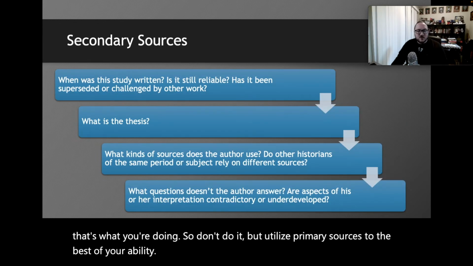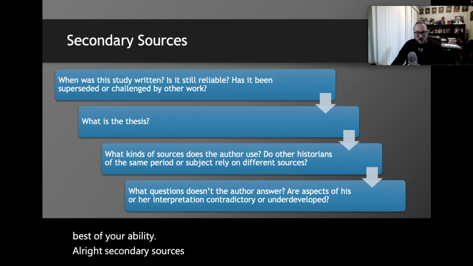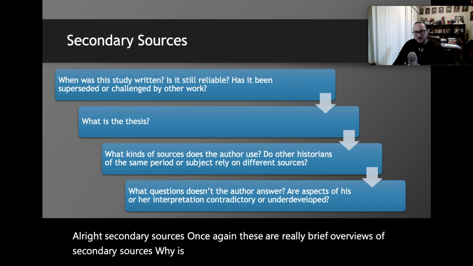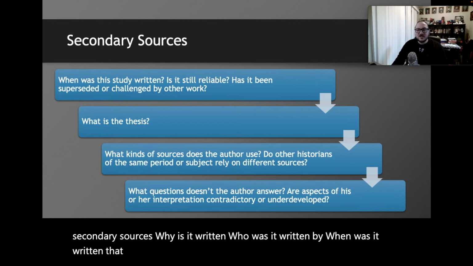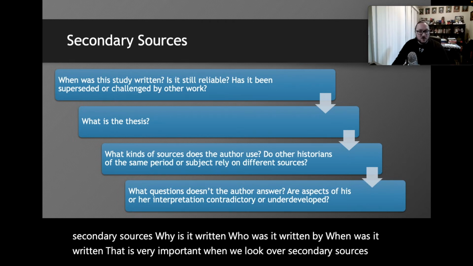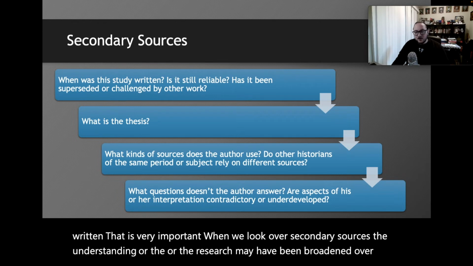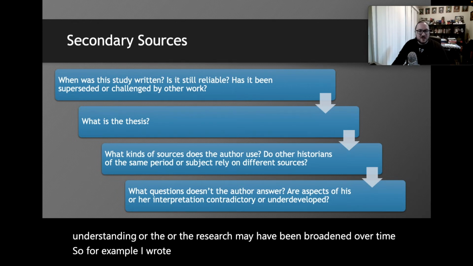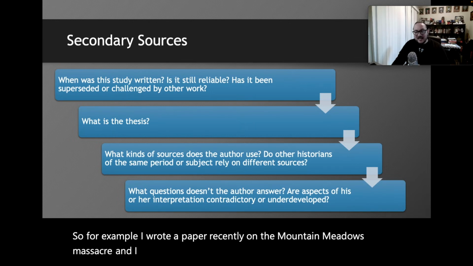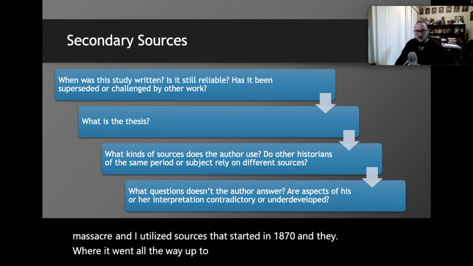All right, secondary sources. Once again, these are really brief overviews of secondary sources. Why is it written? Who was it written by? When was it written? That is very important. When we look over secondary sources, the understanding or the research may have been broadened over time. So, for example, I wrote a paper recently on the Mountain Meadows Massacre, and I utilized sources that started in 1870, and they went all the way up to 2018, okay?